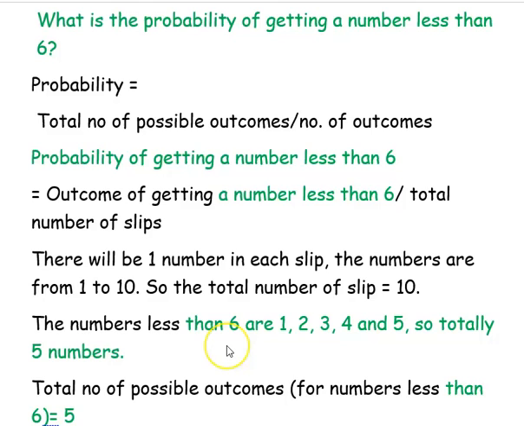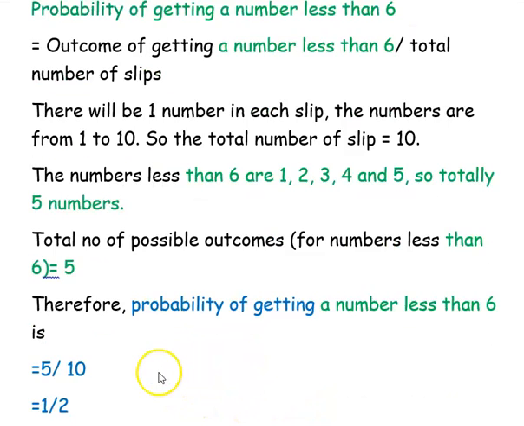So you know that the numbers in the slips are from 1 to 10. The numbers in the slip which are less than 6 are 1, 2, 3, 4 and 5. So totally we have 5 numbers. So the total number of possible outcomes for a number less than 6 is 5.